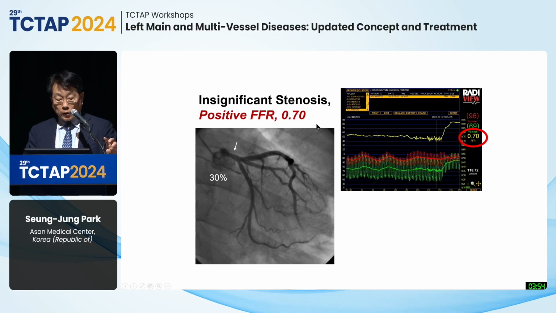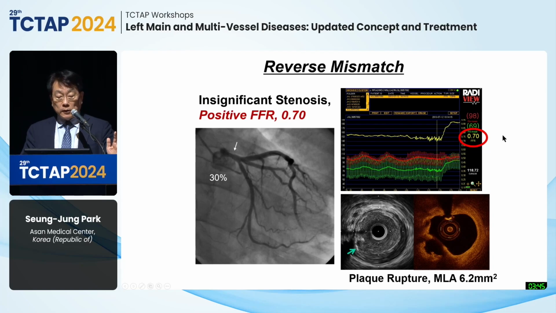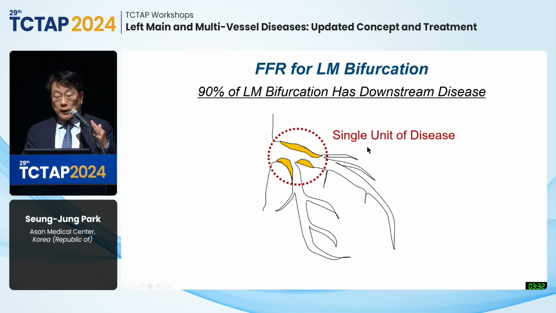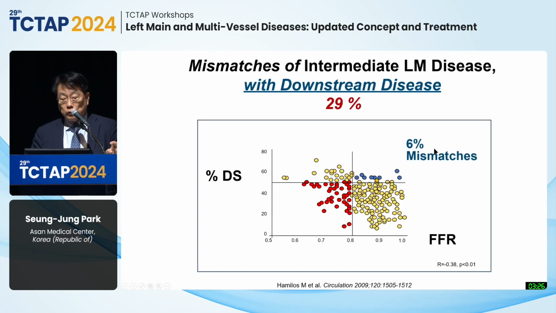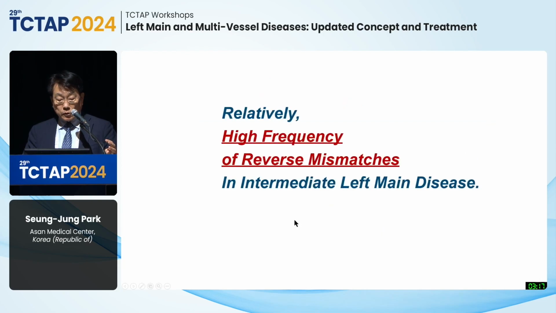However, left main shaft with positive FFR, the meaning is there are some ruptures, roughness concern can make a positive FFR. So we define reverse mismatches. Bifurcation left main disease, more than 90% of left main bifurcation has downstream disease combined with LAD and circumflex disease, and functionally, I would say kind of a single unit of disease. Still, FFR works to evaluate treat or not treat. Mismatches, if left main with downstream disease, are 29%, still 23% reverse mismatches. So we have to realize the relatively high frequency of reverse mismatches in terms of left main disease.